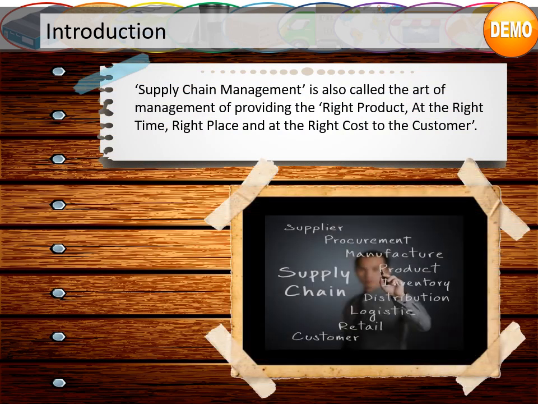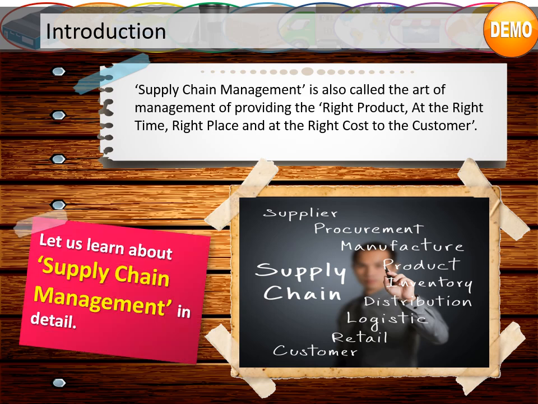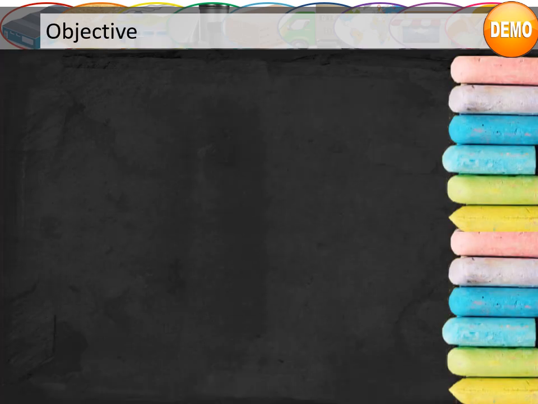Supply chain management is also called the art of management of providing the right product at the right time, right place, and at the right cost to the customer. Let us learn about supply chain management in detail. Let's review the course objectives.